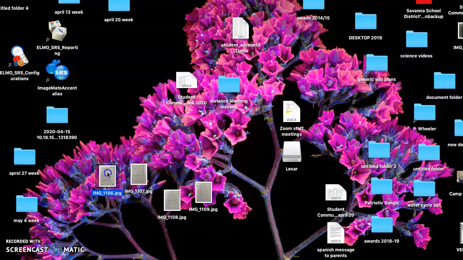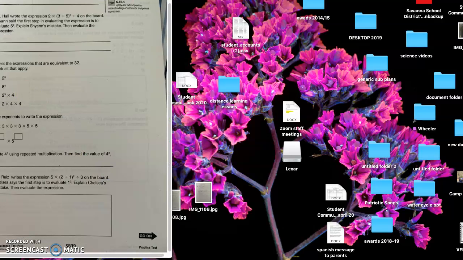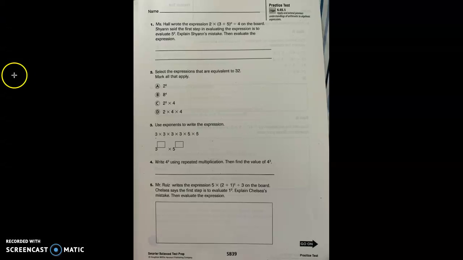Good morning. Today we are on pages 39 and 40, and on these pages we're going to be reviewing how to use order of operations. Remember, to do order of operations for each question, you should be writing PEMDAS. Parentheses, exponent, multiply and divide from left to right, add and subtract from left to right. So write down PEMDAS for each of these questions that involve order of operations.